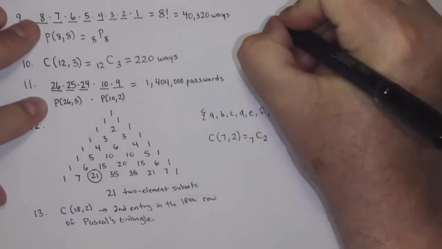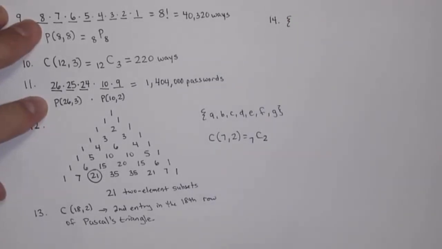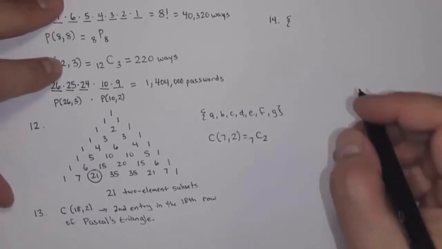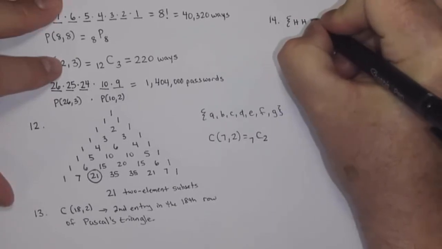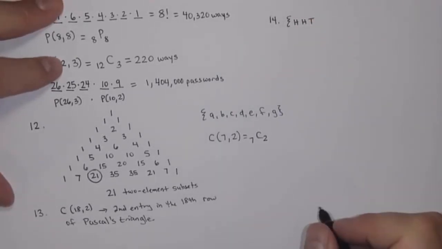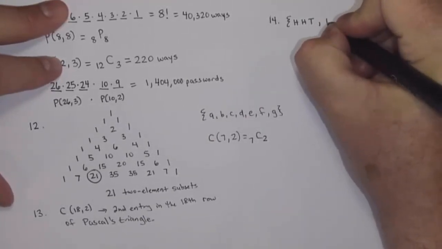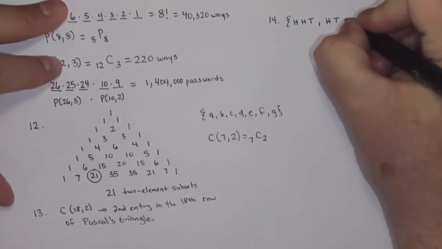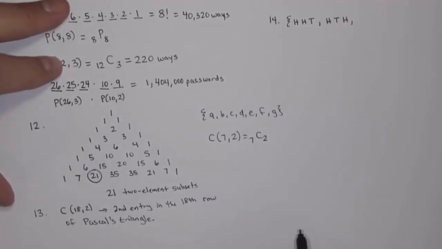So let's do that up here, number 14. Basically we're looking at the set where we flip 3 coins and we end up with exactly 2 heads. Well, we could get heads on the first flip, heads on the second flip, and tails on the third flip. That would be one way that we get exactly 2 heads. We could get heads on the first flip, tails on the second flip, heads on the third flip. That would be exactly 2 heads.